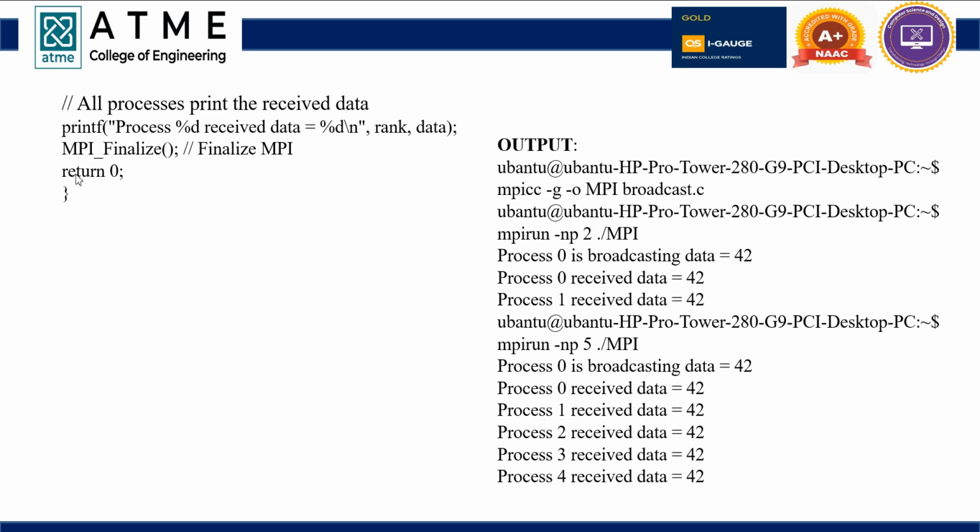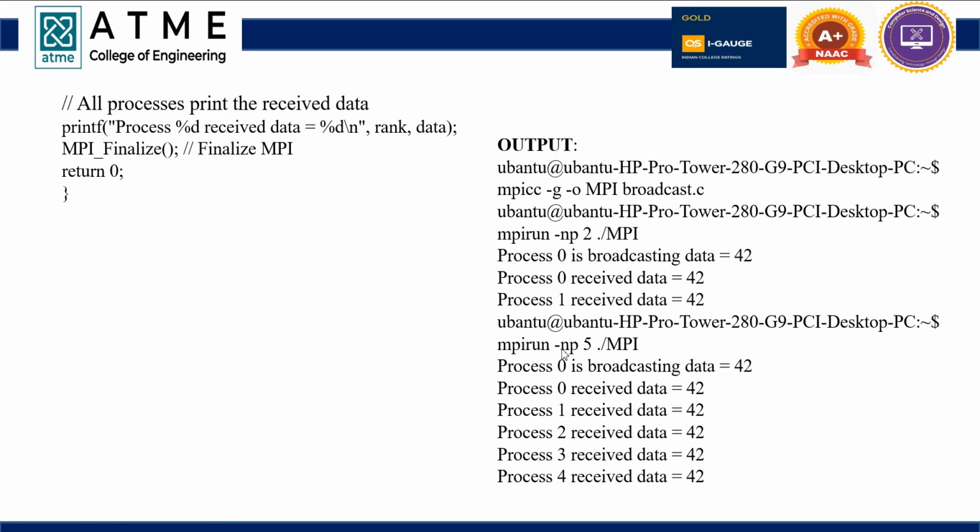That is the end of the program. The output of the program: here we are going to execute this program in Ubuntu, version 11.2.0, and just compile the program using mpicc -g -o mpi_broadcast, that is the name of the program, and then run the program. Initially process 0 is broadcasting the data 42 as it is given in the program. So process 0 receives the same data 42 and process 1 also receives the same data 42 because this is a broadcast program.